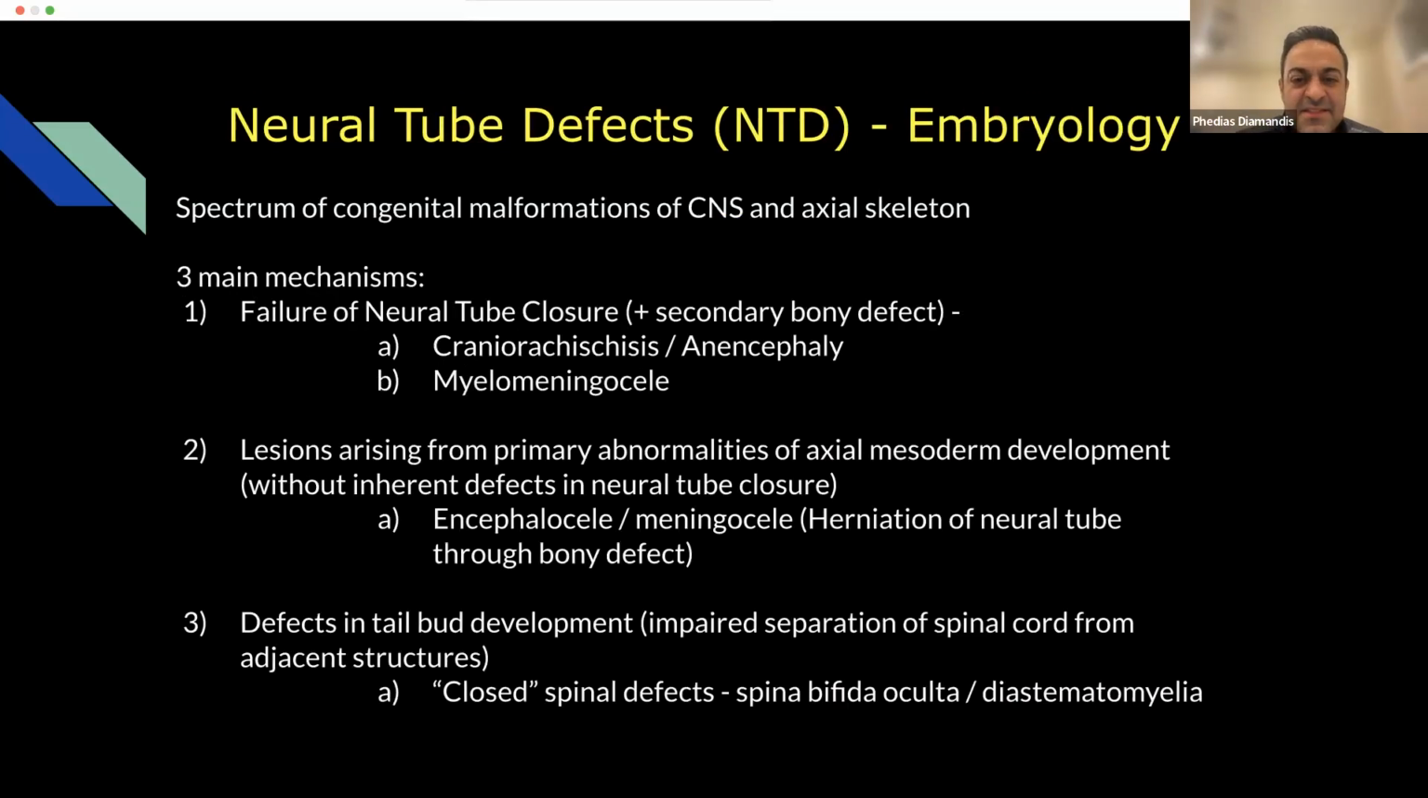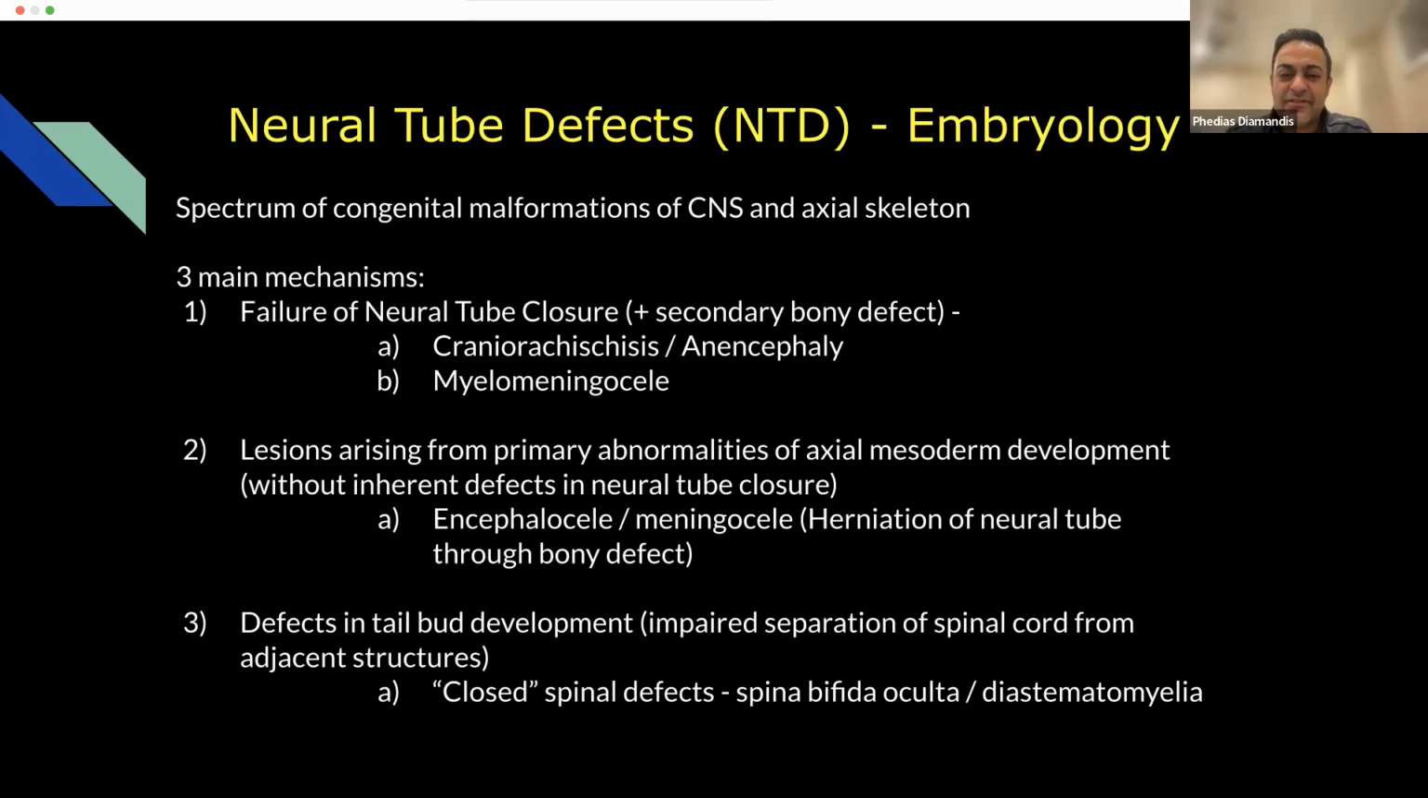So I think this is the one, if you need a slide to remember things, that groups them the best. And as we talked about this already, I won't belabor the point, but I think this is a very nice way to remember the disorders as failure of neural tube closure.